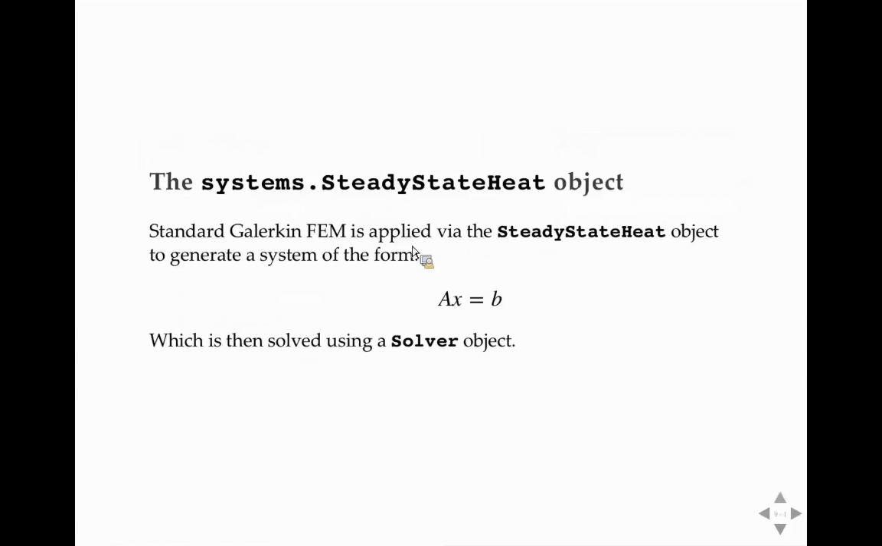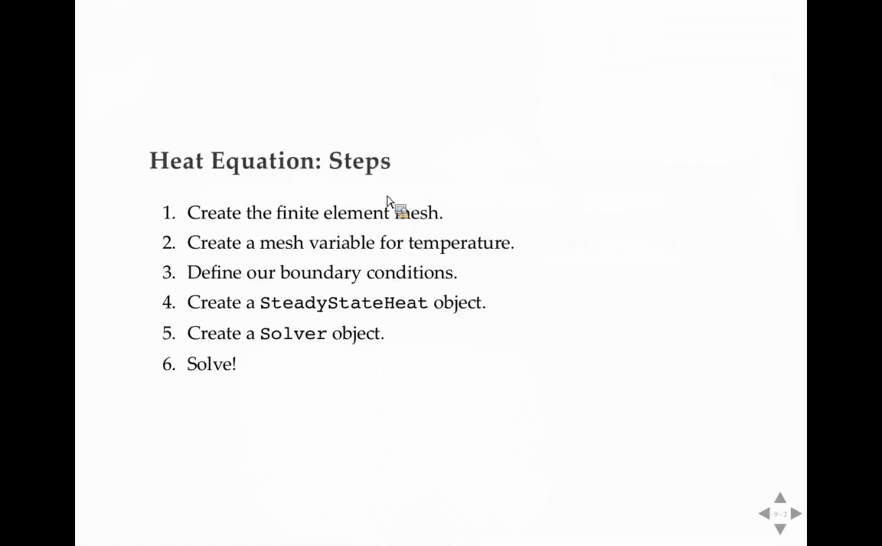So in the systems module in Underworld, there's a steady state heat object. This is the object that we're going to use, and basically what it does is it just pumps through standard Galerkin finite element methods, and it generates a big linear system. Once you've got your linear system, we can then generate a solver object, which will go ahead and solve that linear system.